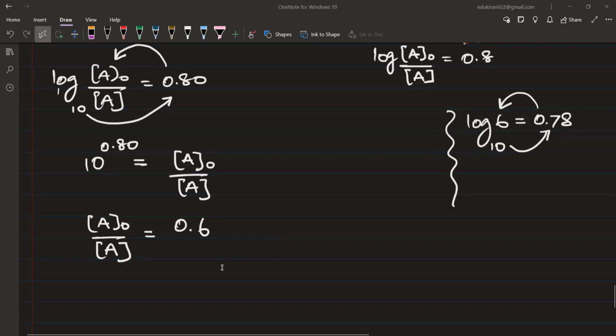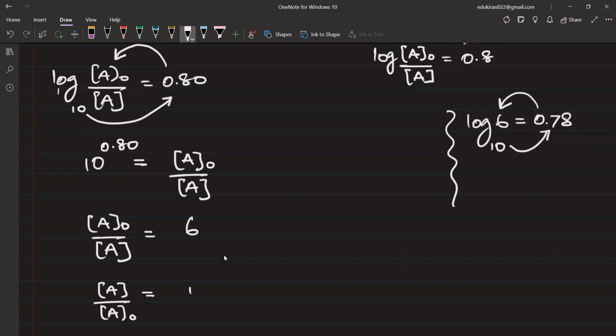Sir, it should be 6, no? How 0.6? Oh, sorry, my bad. This will be 6, not 0.6. Somewhere around 6. And I can say A upon A naught will be equal to 1 upon 6. Correct? Yes, sir, that is your answer.